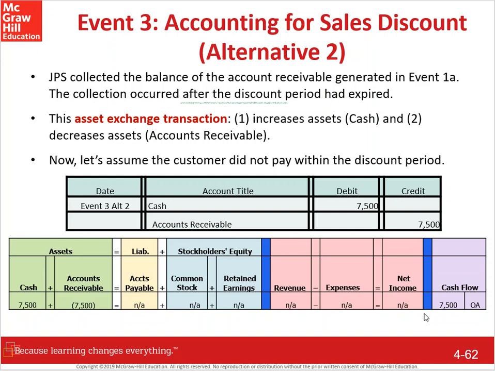Now, alternative two was a lot easier and we got more money. So why would we want to extend a discount and have to deal with 1A, 1B and get less money? Why would we do that? Well, remember, the purpose of extending a discount to your customers is to get them to pay you faster. You still want to extend credit to them to build a good relationship, but you want to entice them to pay you faster to speed up your cash flow for your operating purposes. So alternative two, you may have gotten more money and it's an easier journal entry to deal with, but it may have taken a lot longer to get paid.